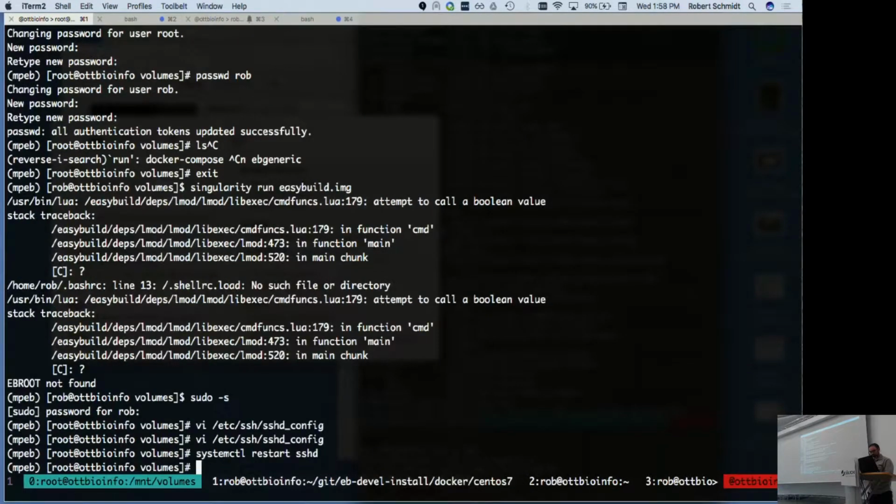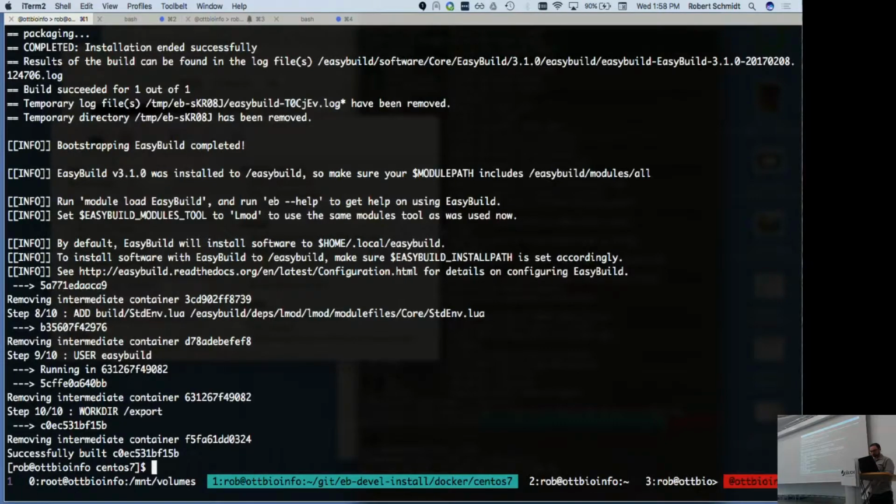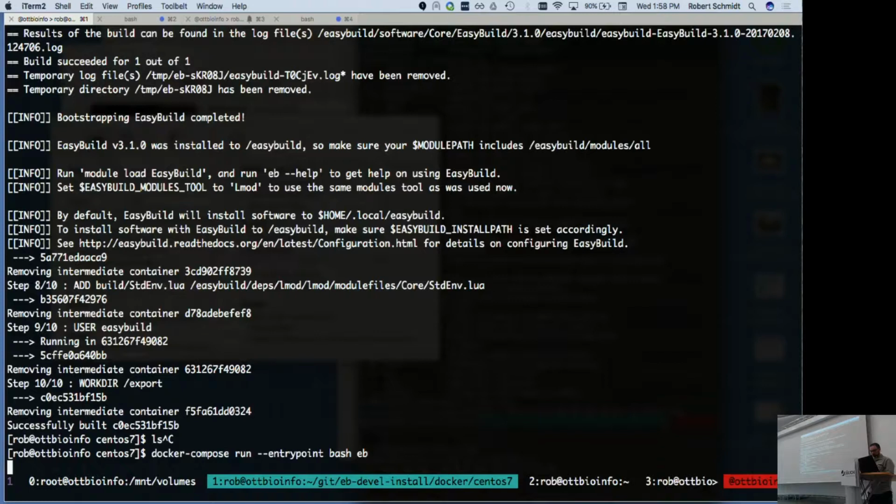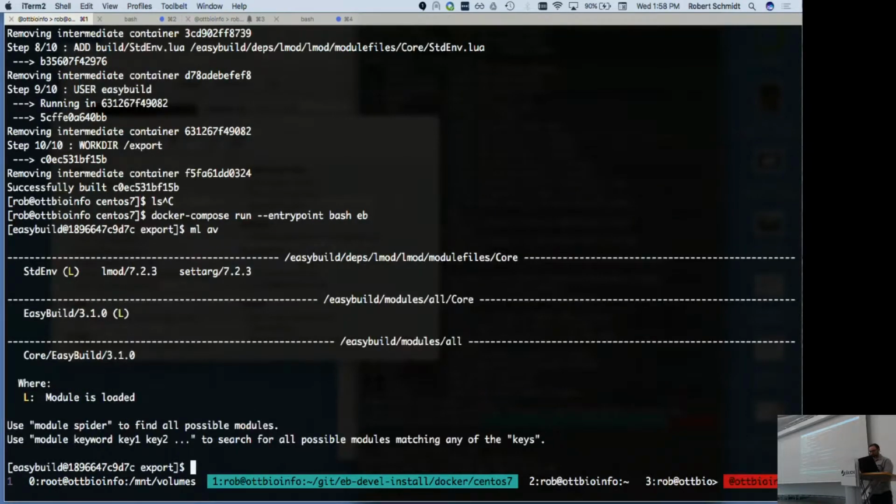Let's see what I had. I was going to try to show a singularity example with my container, but I was having problems. So right now this is outside of the container and then running into, this is Docker, but as a user I now have an environment and then can build with EasyBuild like this, and then I should be able to get this working under singularity as well.